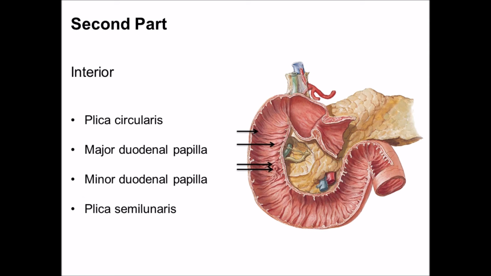One fold of mucosa which caps the major duodenal papilla is known as plica semilunaris. One fold which runs vertically downwards from the major duodenal papilla is known as plica longitudinalis, and sometimes one more ridge extends upwards from the major duodenal papilla. That represents the intraduodenal part of the bile duct.